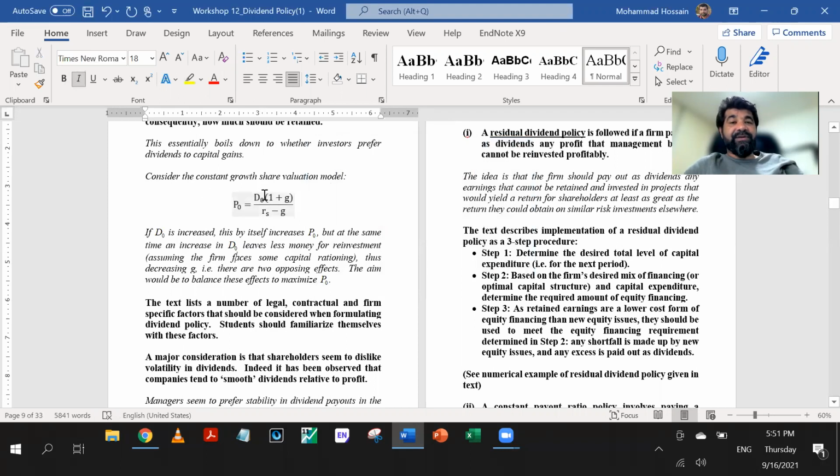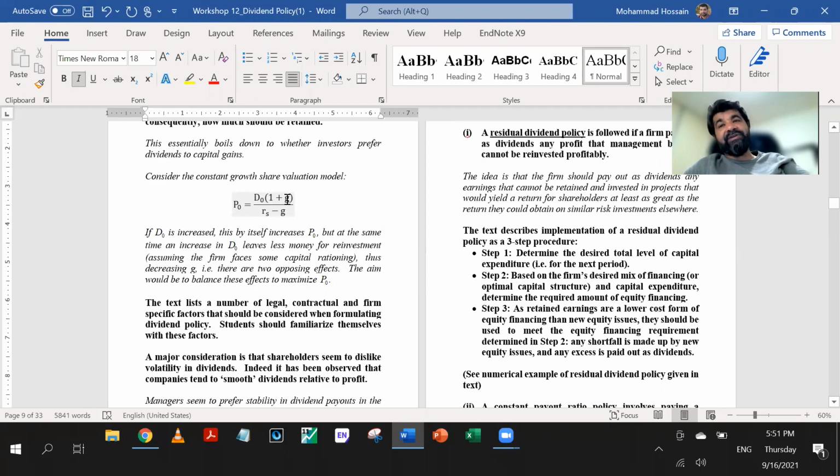So what is D0 here? D0 is the dividend for the previous year. Okay. So if D0 is increased, this by itself increases the P0. So if D0 is increasing, P0 will be increasing. How much dividend is paid, plus 1 plus G, where G is the growth rate. So let's say the company is going to give you 2% growth. 1 plus 2% will be 1.02.